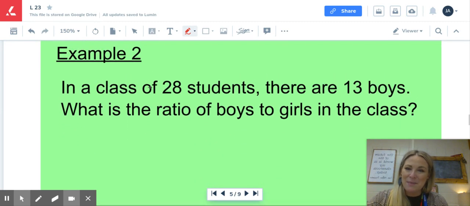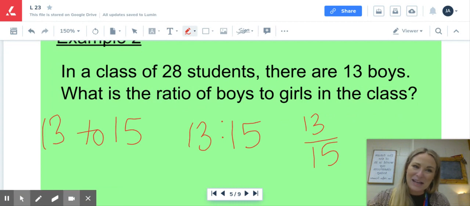Here's another example. In a class of 28 students, there are 13 boys. What is the ratio of boys to girls in the class? Be careful, this is kind of a 2-step problem. Go ahead and pause it, give it a try, and unpause when you're ready to check your work with mine.